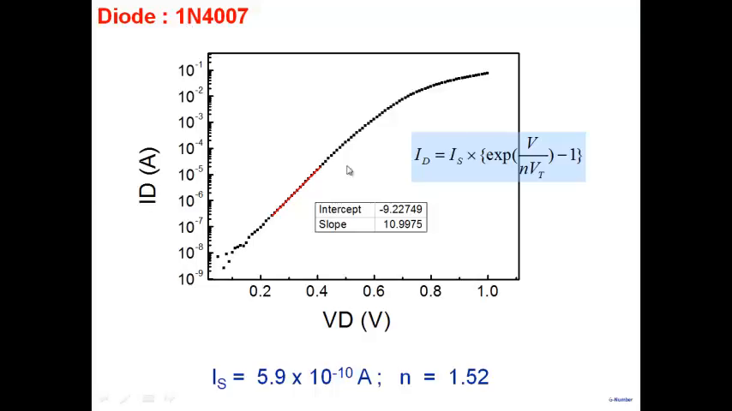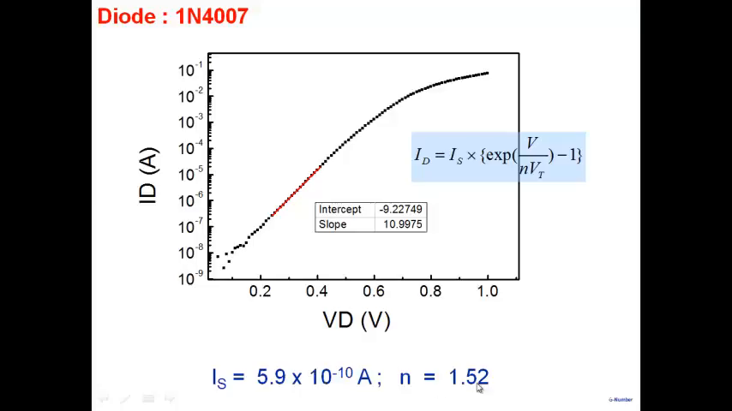And this is the measured ID VD characteristics here. In this particular diode, we don't see a region where ideality factor is close to 1. We don't see that here. For example, if I look at this region here, it shows an ideality factor of around 1.5, and shows a saturation current of 5.9 into 10 power minus 10.